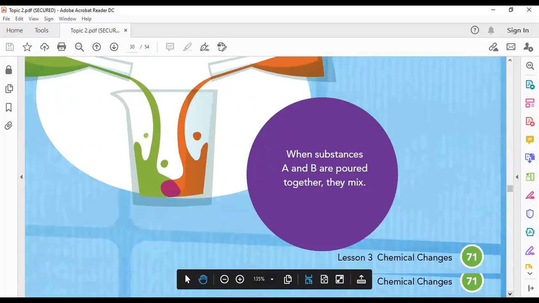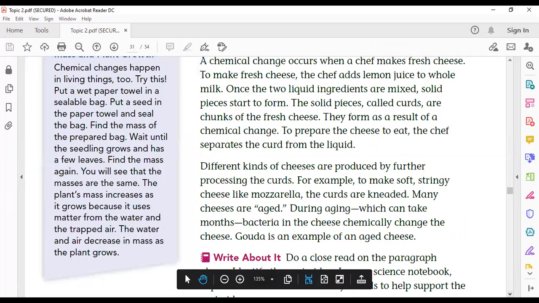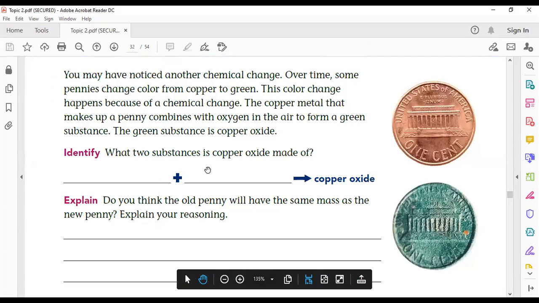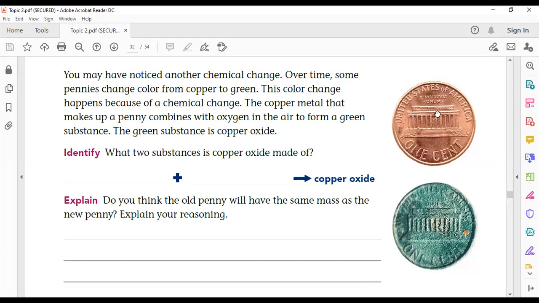Here, in this example again, we have another example of chemical change. This penny is made up of copper. Look, this is a new penny. It's the original penny. After a long period of time, this penny changed to green color. Why? Because a chemical change happens.